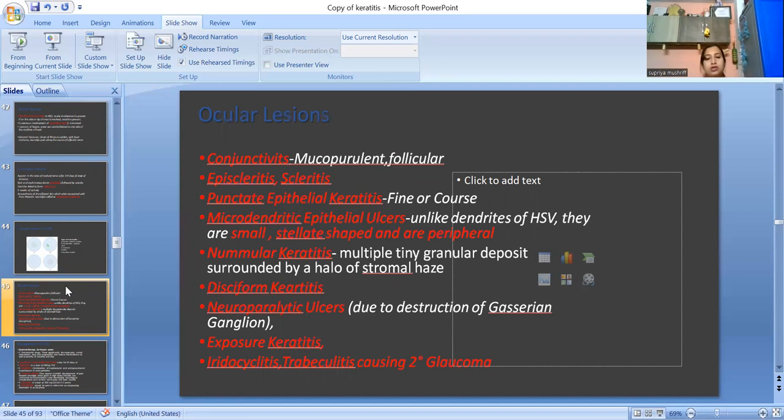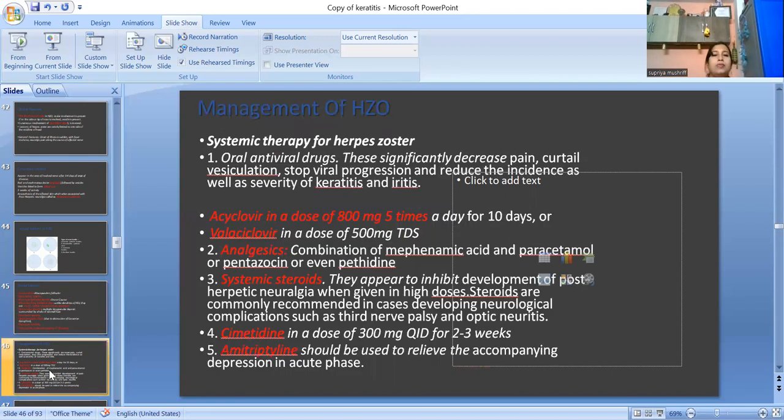Neuroparalytic ulcers due to destruction of the Gasserian ganglion can be seen. Exposure keratitis can be seen. And iridocyclitis with episcleritis causing secondary glaucoma can be seen in HZO. And the management of HZO includes systemic therapy of herpes zoster with oral antiviral drugs.